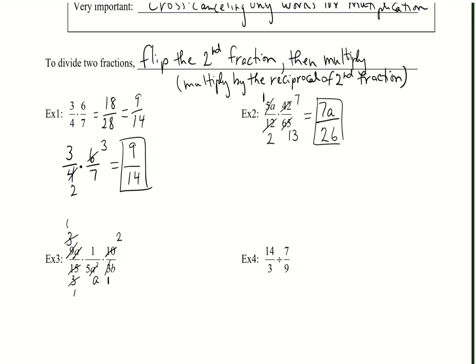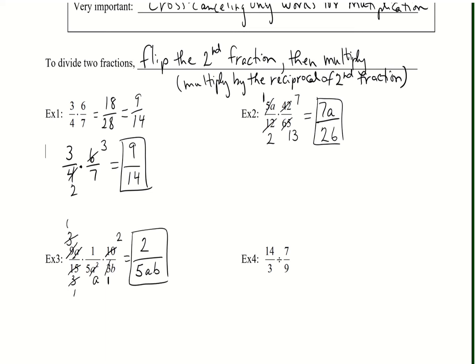And what we're left with in our numerator is 1 times 1 times 2, so the numerator is 2. In the denominator, we have 1 times 5a times 1 times 1b. So that would leave us with 5ab as our final answer for example 3.